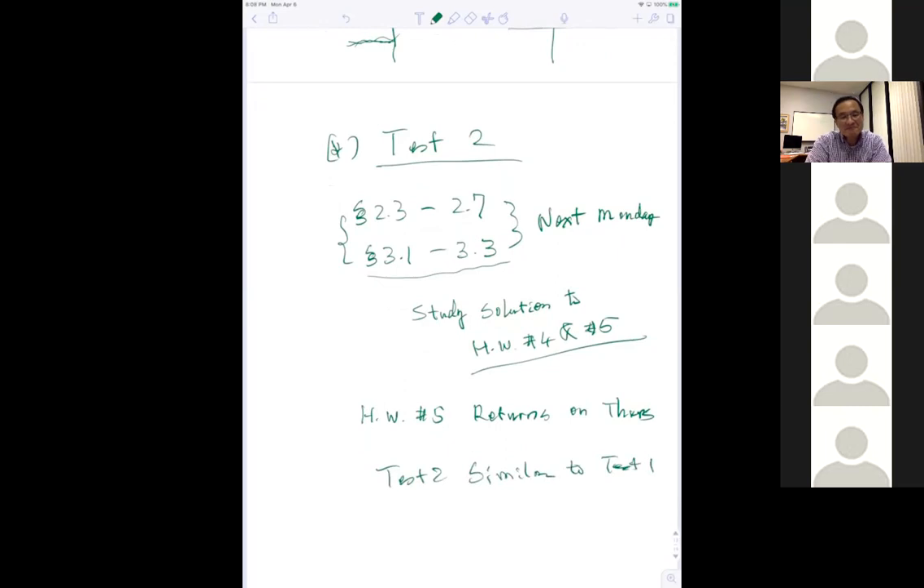Quick question. So the current homework is up to 3.3? No, the current homework is 2.7 and 3.1, and this is homework number 5. Homework number 4 you should already have turned in.